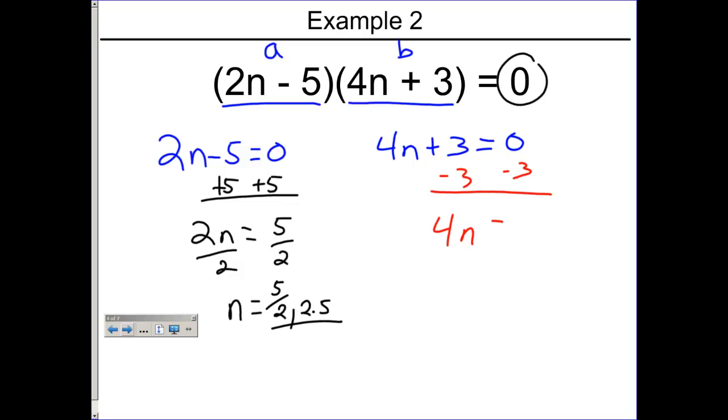The other option here is to subtract 3 on both sides on this one. I end up with 4n equal to negative 3. Divide both sides by 4, and I get n equals negative 3/4, or negative 0.75. So if I put an n of negative 0.75 or negative 3/4 in either of the original problems, I will get a 0 answer out again.